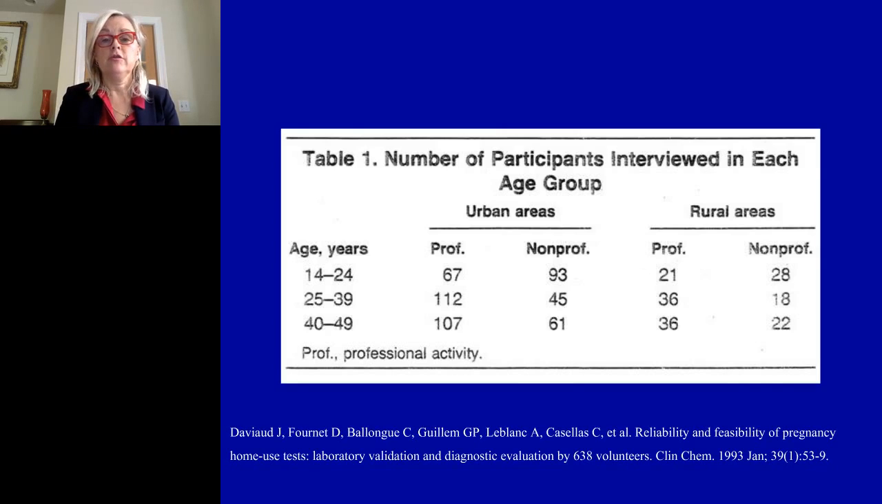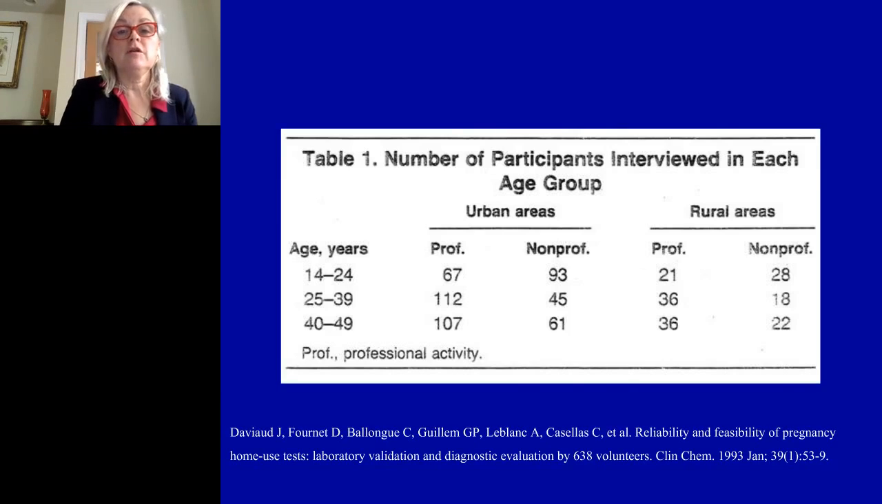So they had urban patients, rural patients, both professional and non-professional, various degrees of education. So I'd like you to look at this distribution and think to yourself, who do you think is going to do best at home testing? Is it going to be the young folks from 14 to 24, or would it be the more mature individuals in their 40s? Would it be professionals that would be better at this, folks from rural areas? What do you think? And then I'll show you what was found.